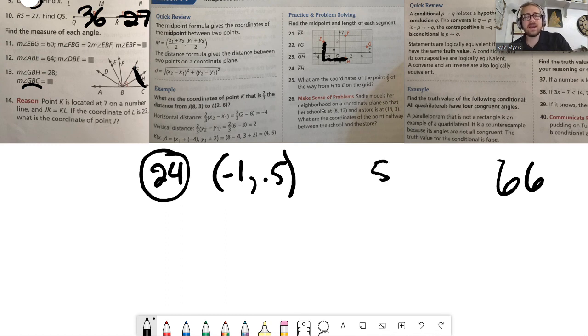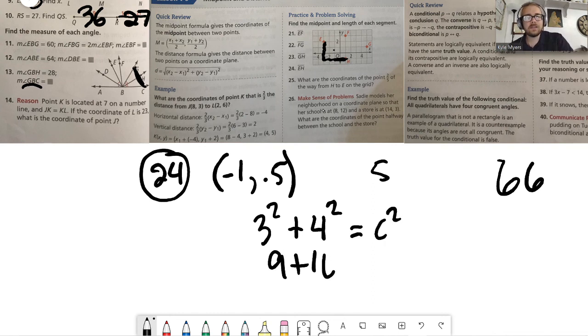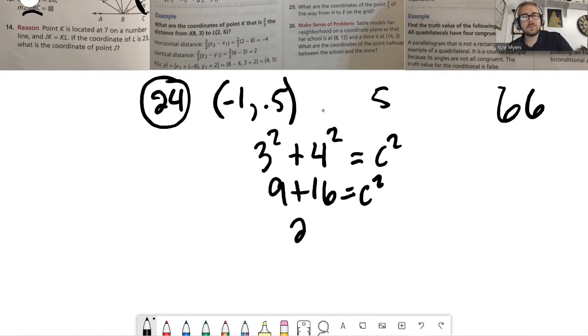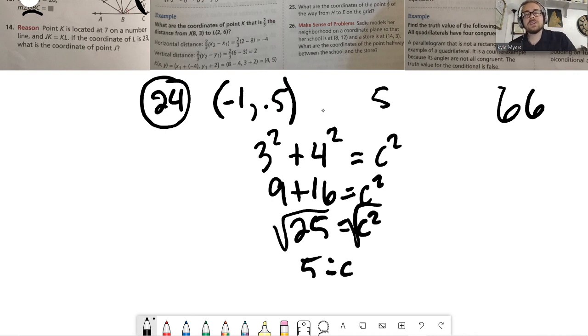Now, I can do the math for it if you want, but I would highly, highly recommend, especially if you're in Geo Honors, to remember this little Pythagorean triple. So c squared, that's 9 plus 16 is c squared. Scroll down a little bit here. 9 plus 16 is 25. And I bet you can't guess what the square root of that is. It's 5. So there you go.